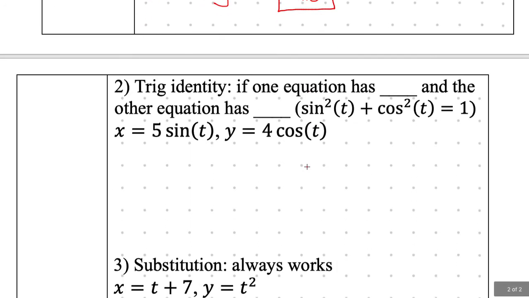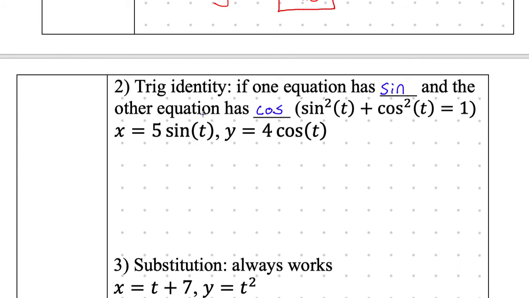All right, what happens if I can't use substitution? Then I have to go to the next step of using a trig identity, specifically using this identity right here. It's the Pythagorean identity. And this will only work if one equation has a sine and the other equation has a cosine. So one of them has a sine, one of them has a cosine.